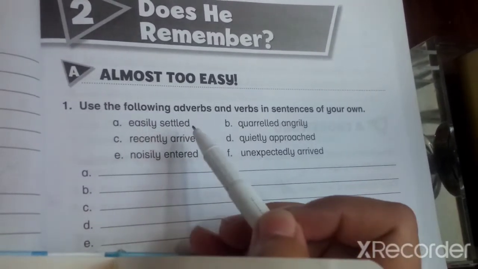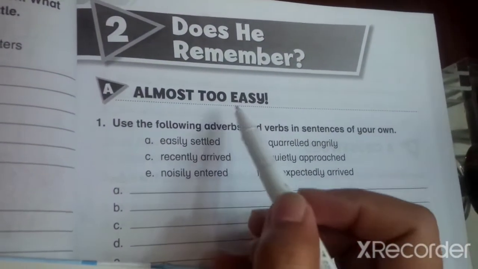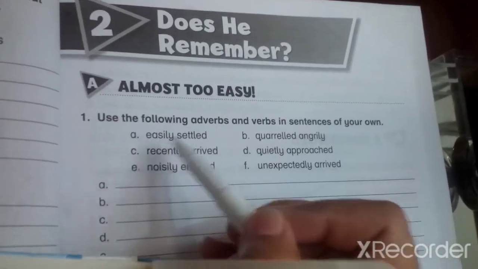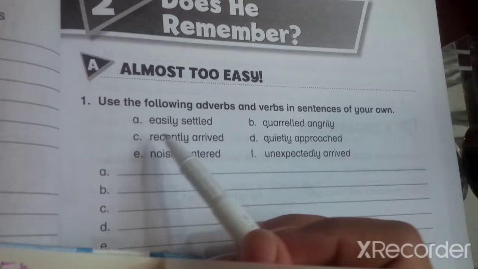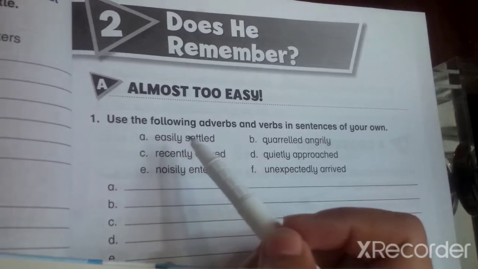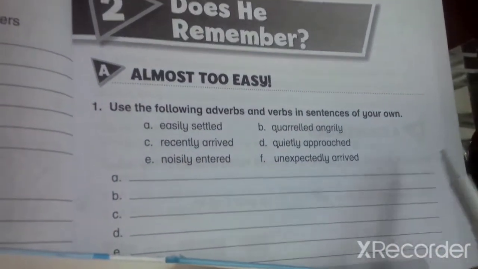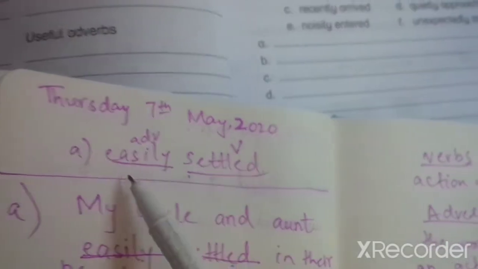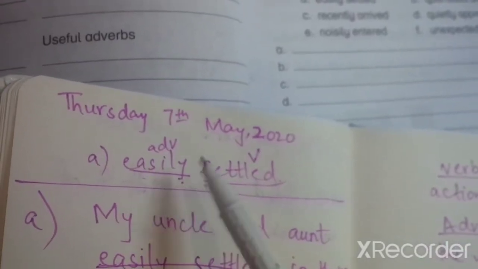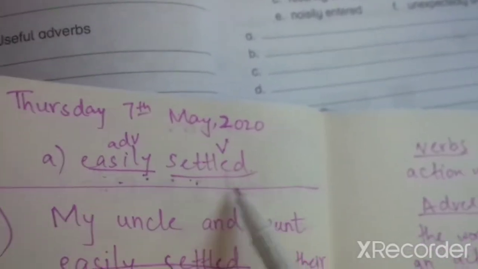Now basically they have already given you phrases, as you can see on your book in A part, easily settled. Now they have already put together a verb and an adverb to describe that verb, and you just have to make a simple sentence using this whole phrase together. And you have to make a sentence in a way that the meaning of the sentence is clear. When you read the sentence, you understand the meaning of this phrase. So basically, settled is the verb and easily is the adverb. They have put together an adverb and a verb so that we can make a sentence out of them.